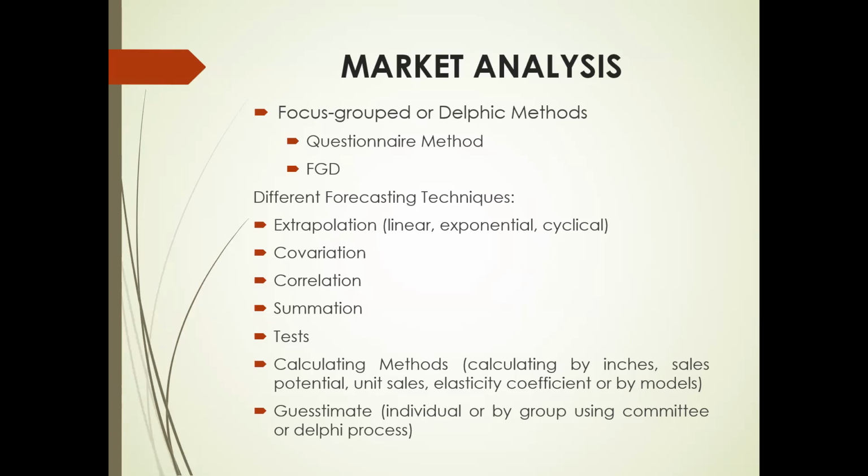Then in here, we have also different forecasting techniques like extrapolation, whether linear, exponential, or cyclical. We also have covariation, correlation, summation, tests, and calculating methods like calculating by indexes, by sales potential, by unit sales, elasticity coefficient, or by models. And then we also have the guesstimates, so it might be by individual or by group. For group, we have the committee or Delphi process.